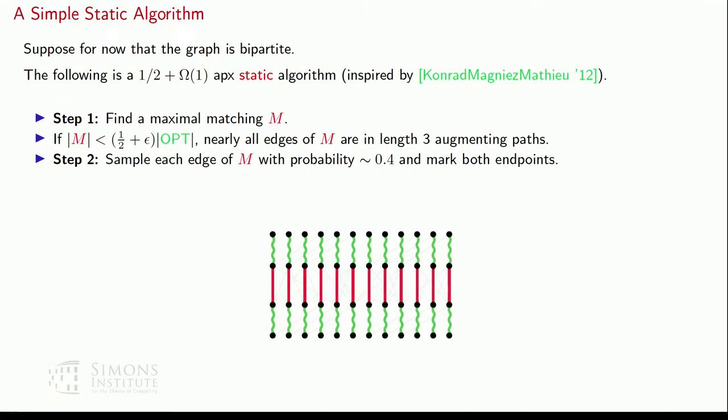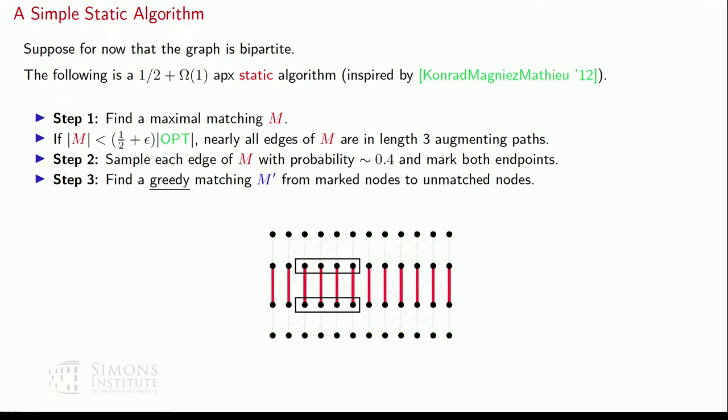What it does is it first samples each one of these edges of the first matching with probability roughly 0.4 and marks both of their endpoints, and then finds another greedy matching from the marked nodes to the unmatched vertices. So this would be the second matching. That's all that the algorithm does. First, we find a maximal matching, sample some of the edges, and then match their endpoints to the unmatched vertices. And it turns out that if you just return this value, which is just a function of the size of the two matchings, this is a 0.58 approximation of the size of the maximum matching, provided that the graph is bipartite.